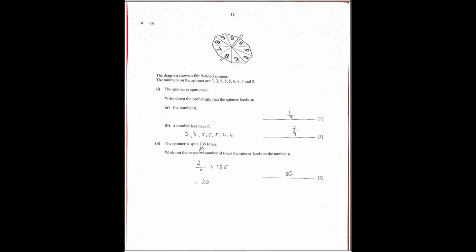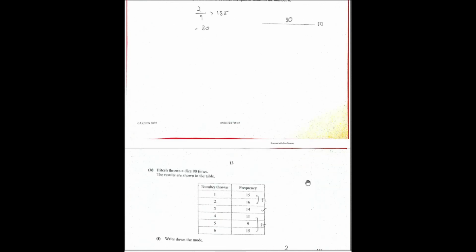6aii, the spinner is spun 135 times. Work out the expected number of times the spinner lands on the number 6. So we have 6 repeated twice, so 2 over the total numbers that we have, which is 9. 2/9 multiplied by the number of times it is being spun, which is 135, and the number that we expect the spinner to land on number 6 is 30.